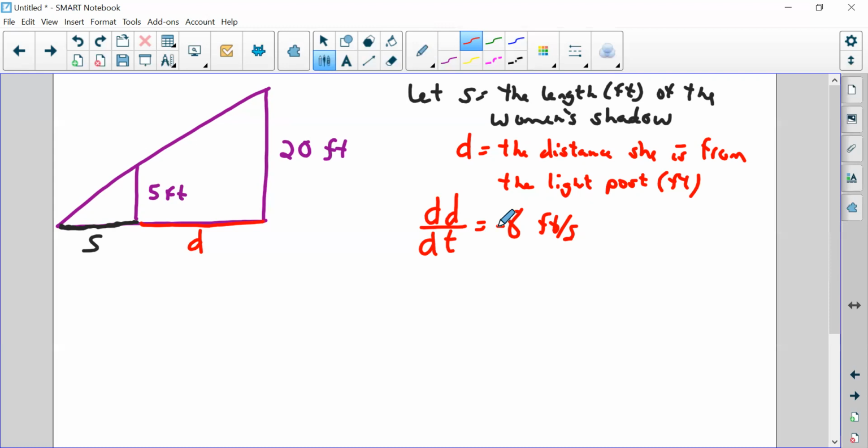Now let's look at what we need to figure out. What is the rate of change of the length of her shadow when she is 15 feet from the street lamp? So what's our calculus notation for the rate of change of the length of her shadow?